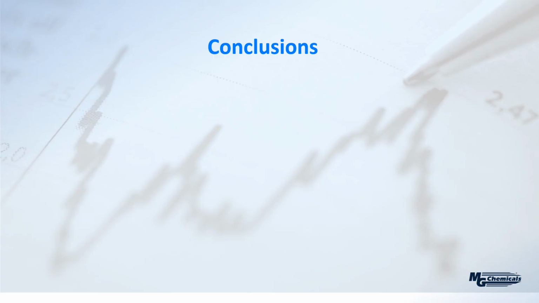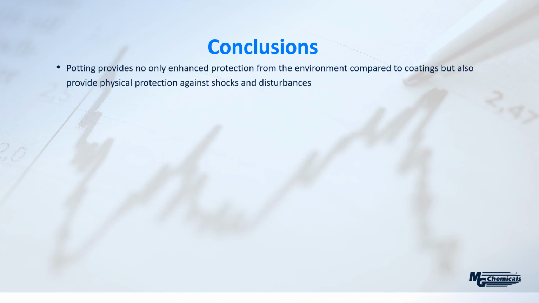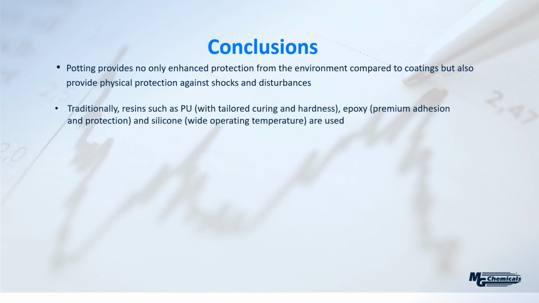All right, so what are the conclusions that we can draw from today? Well, the first thing is that potting provides not only enhanced protection from the environment when compared to coatings, but also physical protection against shocks and disturbances. Traditionally, we use resins such as polyurethane, which has a tailored cure and hardness, epoxies with premium adhesion and protection, or silicone, which has a wide operating temperature.